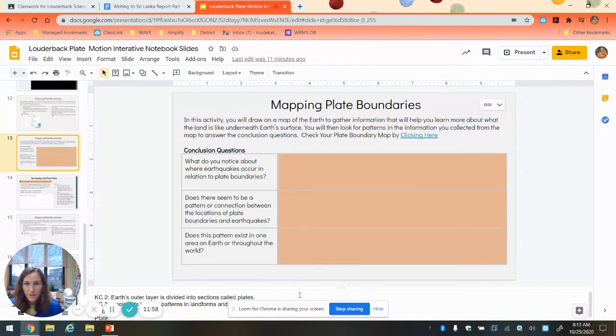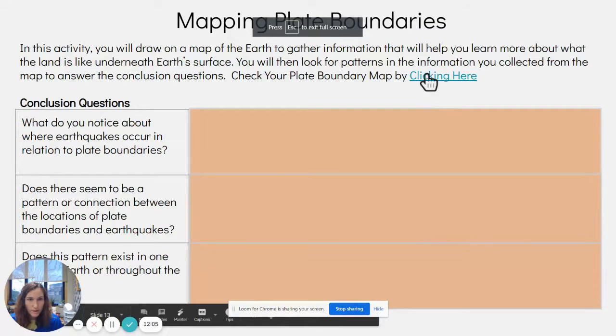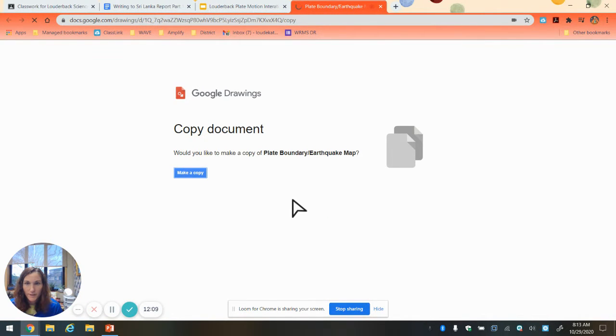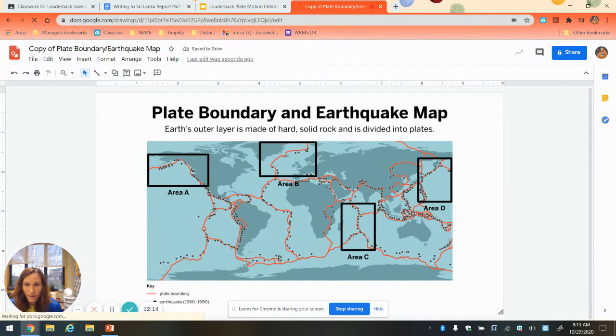All right, so slide 13 had to do with plate boundaries and our map of earthquakes. And I should have discovered, let me make a copy here, I should have discovered that anywhere along a plate boundary, we are likely to see an earthquake. Okay, so there's a pattern here between where the plate boundaries are and where earthquakes are likely to occur. So all these little dots are locations of earthquakes, and the red lines are plate boundaries.